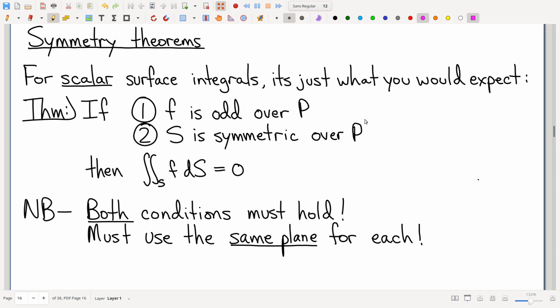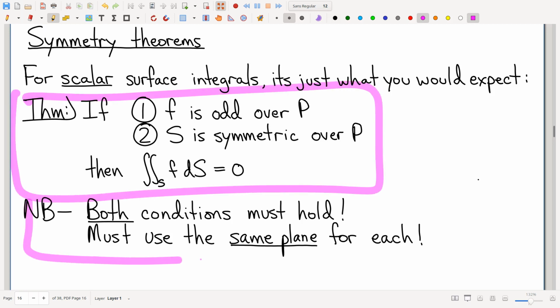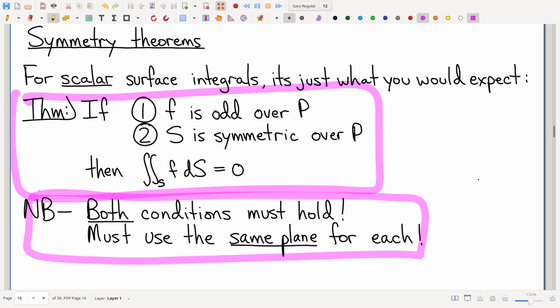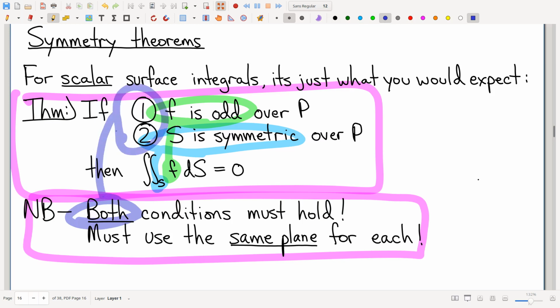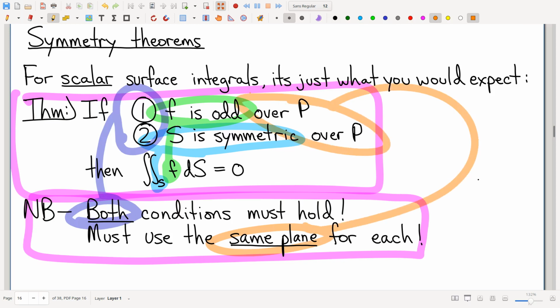You could probably guess what this is going to say without even reading it, just looking at the layout on the page. This theorem, these two NBs that follow it, looks exactly like every other symmetry theorem we've seen in this course. Specifically, if your integrand is odd and if your domain is symmetric, I emphasize that means I'm talking about both of those conditions happening, and specifically that you're using the same plane for both, then wonderful punchline, your integral is 0 and you don't have to compute anything. Really, really nice fact. Very handy. Big fan.